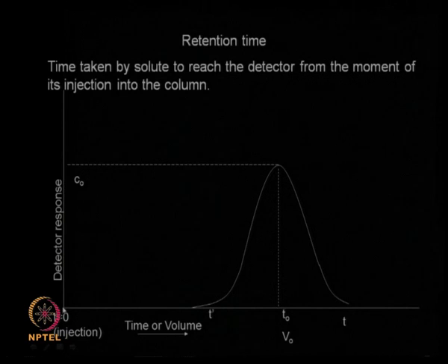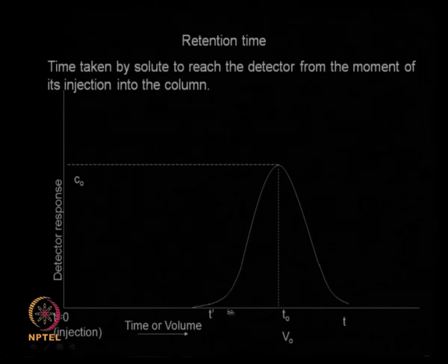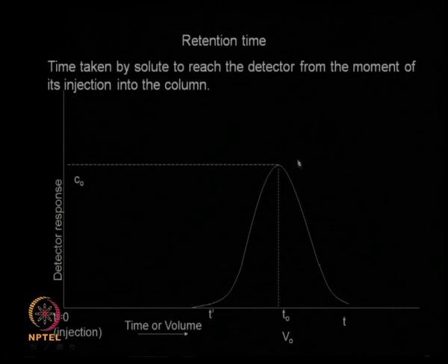So you are injecting at T equal to 0 and the protein is coming out at T equal to T0, and it will be coming out in a normally distributed shape. This could apply for volume also, just like time we could call this volume. After you have collected the volume of V0, the protein will be reaching a maximum concentration.